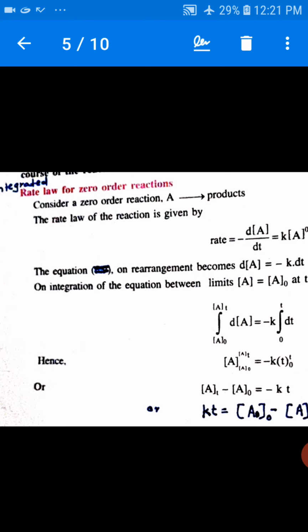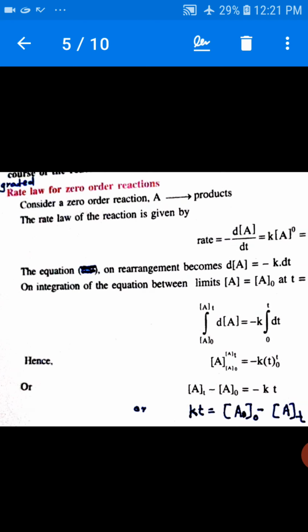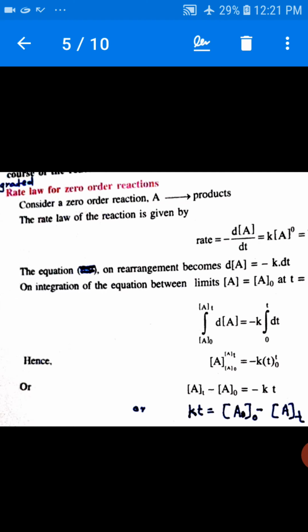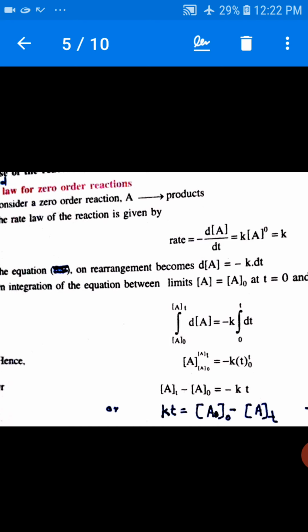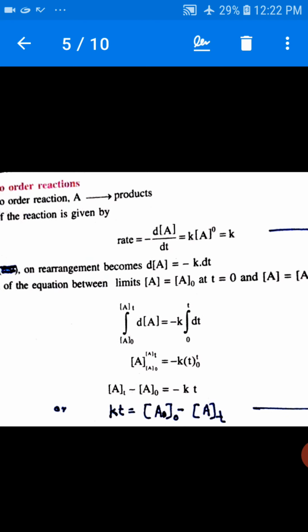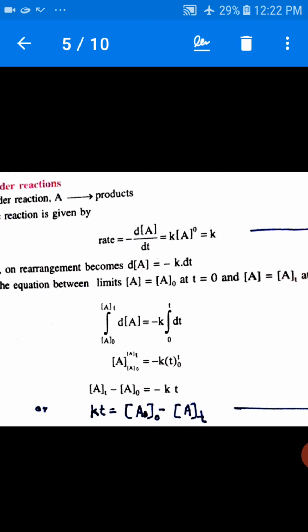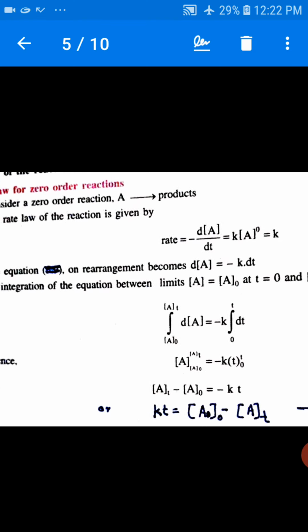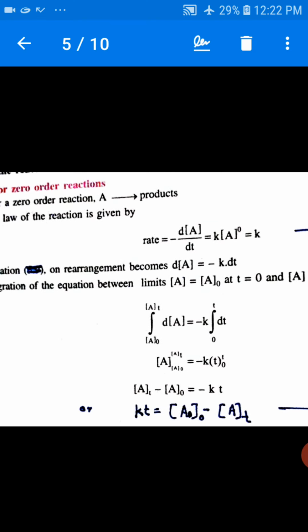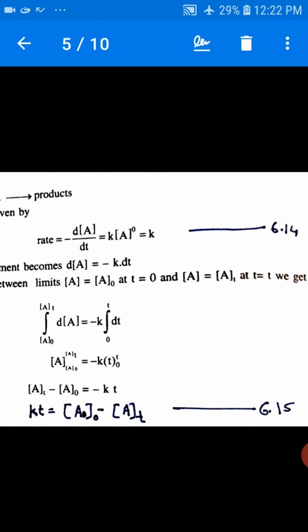Integrated rate law for zero order reaction. Consider the zero order reaction, that is A gives products. The rate law of the reaction is given by rate equal to minus dA upon dt, which is equal to K into concentration of A raised to power 0. That means the reaction is a zero order reaction, which is equal to rate equal to K. Equation 6.14.